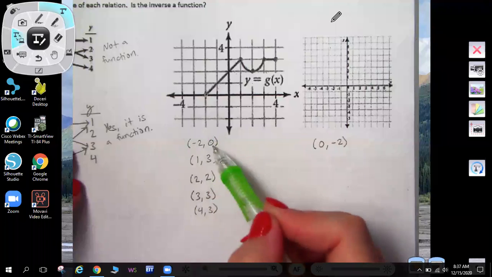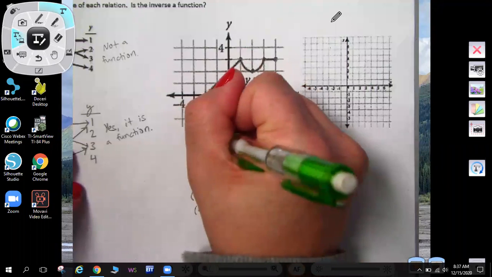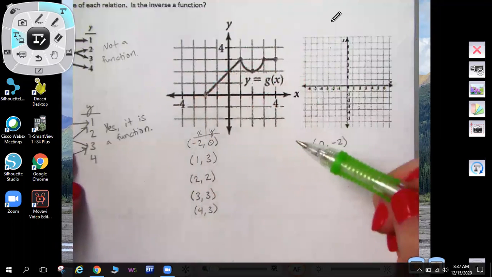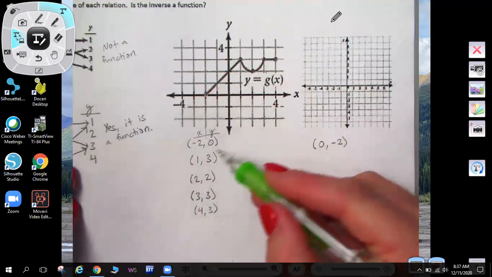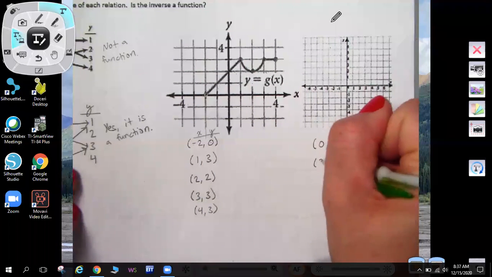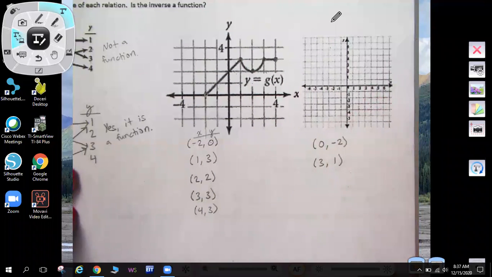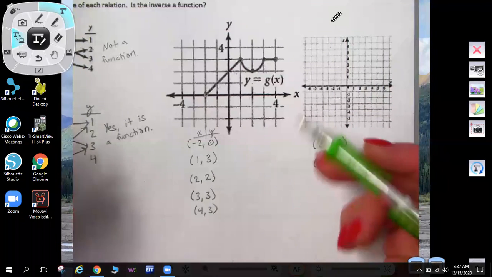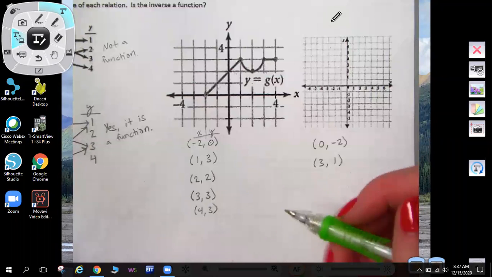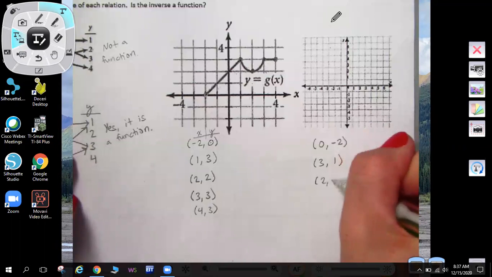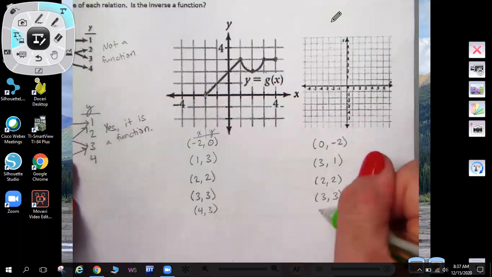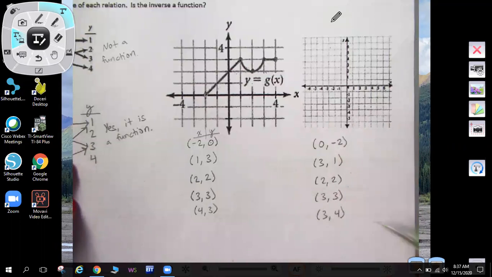I just switched the X and the Y. See, these are our X's, these are our Y's. And they just switch. So this next point, now it's going to be 3, 1 instead of 1, 3. The next 2 points won't really change because even if you switch the X and the Y, it would still be the same. 2, 2, and 3, 3. The last point, switch the X and the Y, and we get 3, 4.